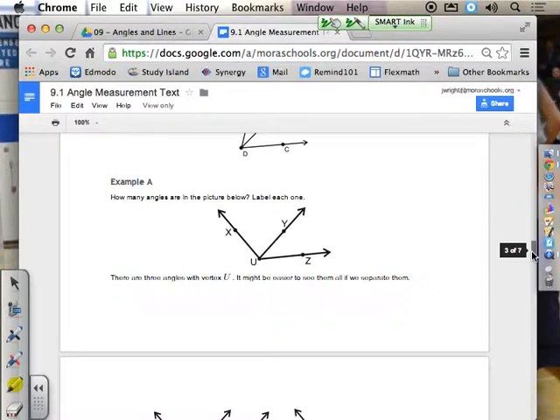For example, I do not want to name this angle right here angle XUY, and then call it angle YUX. That's the same angle twice. All right? Pause the video and see if you can make sure you name all 3 angles.